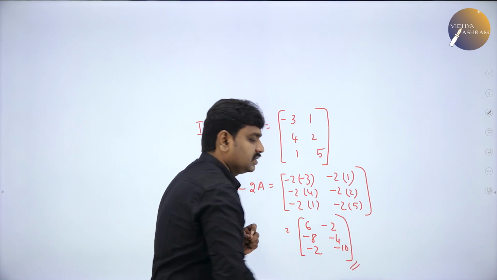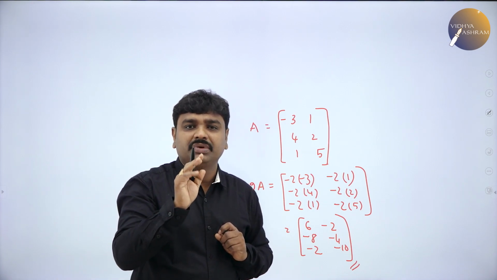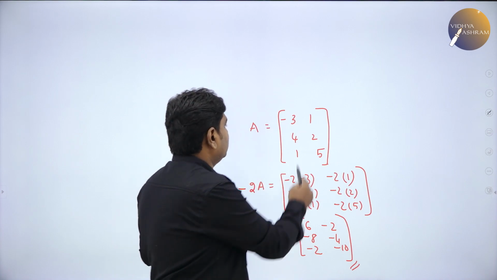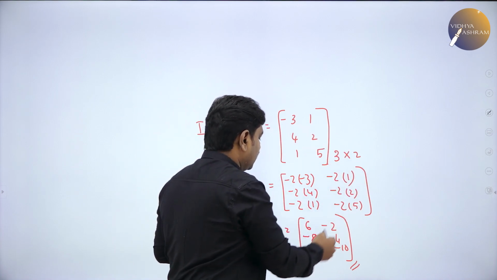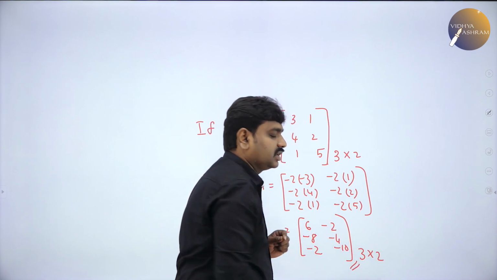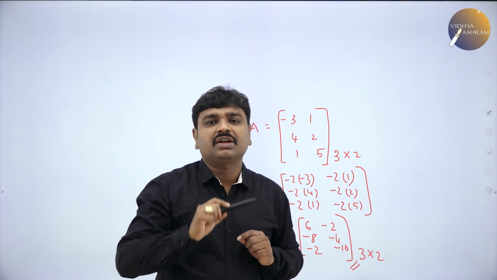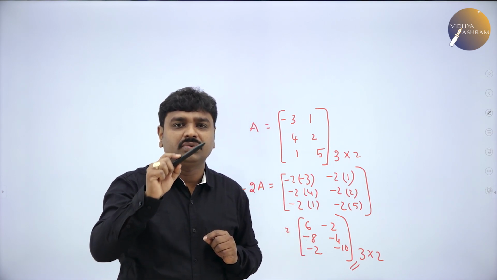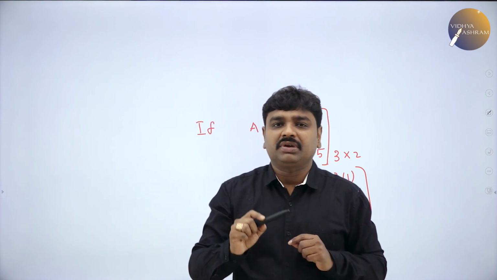We got a matrix. An important thing is, when you multiply a number, the order of the matrix remains the same. Earlier the order was 3 rows and 2 columns, 3 cross 2. And what is the order of this? 3 rows and 2 columns. By scalar multiplication, the order of a matrix does not change. What is meant by scalar multiplication? Multiplying a number to a matrix. So now I hope all of you are thorough with scalar multiplication.